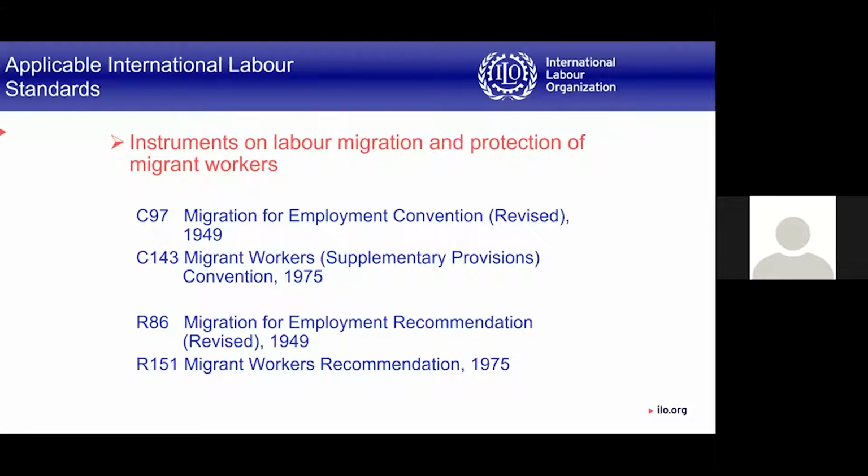So Convention 143 goes beyond equality of treatment. It speaks about equality of opportunities. So migrant workers should be entitled to the same opportunities as nationals. So when adopted, a state could ratify only Part 1 of Convention 143 at that time, or Part 2. So they could choose whether to ratify the whole convention or just one of the two parts.